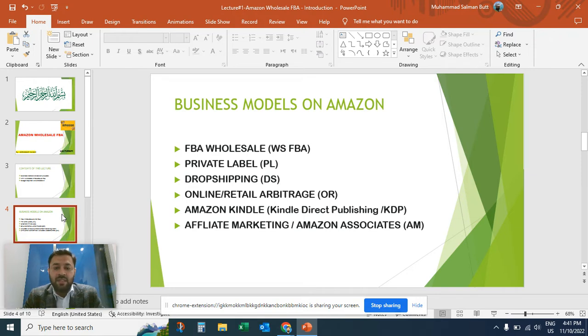Then comes Amazon Kindle. This is for the people who are very good at content writing or whose writing skills are good enough. Amazon has a separate platform on which we can publish our book. It can be a kids book or any story. That's it. Then the last one is affiliate marketing, also known as Amazon Associates.